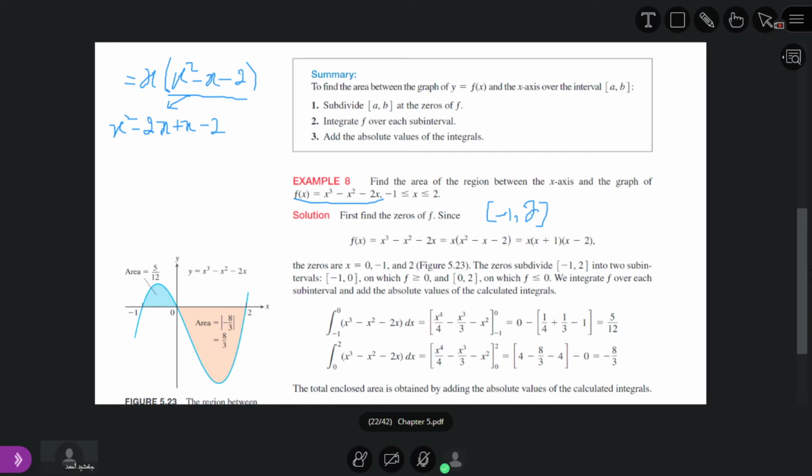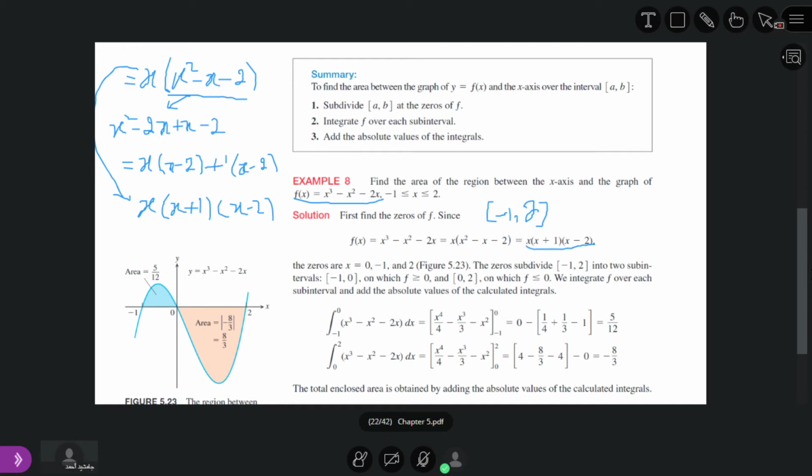If we take x as a common factor, we get x minus 2, and 1 as a common factor, we get x minus 2. Taking x minus 2 as a common factor, the final function becomes x times x plus 1 times x minus 2. Here you can see this is x plus 1, x minus 2.